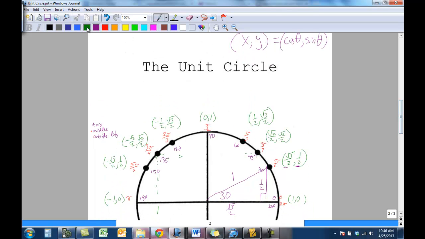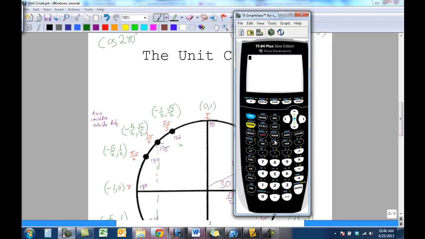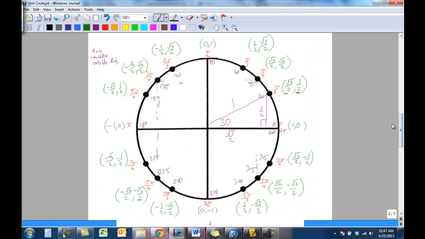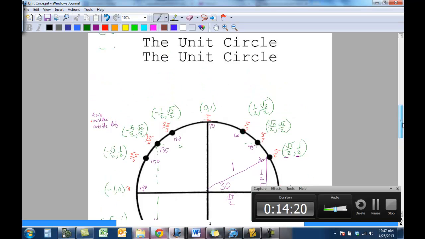If I asked you, what is the cosine of 240 degrees? You could go and pull out your calculator and put in the cosine of 240 degrees, and you'll get negative 0.5. Or, what you could do is go to your unit circle, find 240 degrees. Here it is right here. What is the cosine? The cosine is the x-coordinate, and look at that, it's negative 1/2, just like we saw with our calculator. All right, we'll do more of that tomorrow.